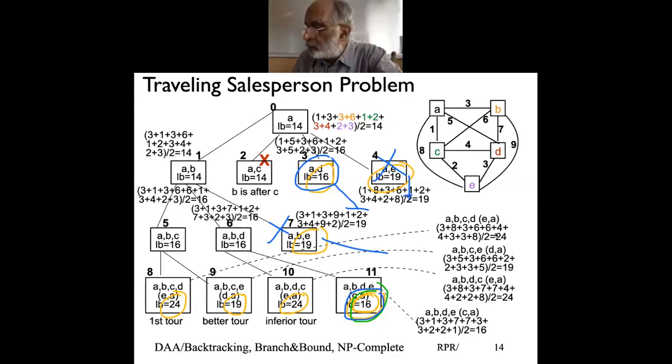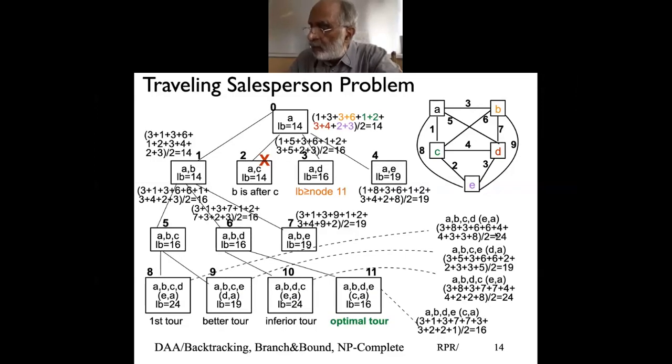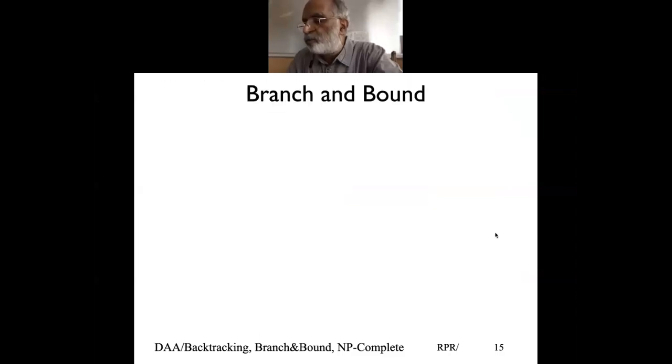And that is what basically will say my best optimal tour is A, B, D, E, C, A. And we know that this node 11 is greater than or equal to this, so I don't have to explore this. And similarly, this is 19, I don't have to explore this, and I found my optimal solution.